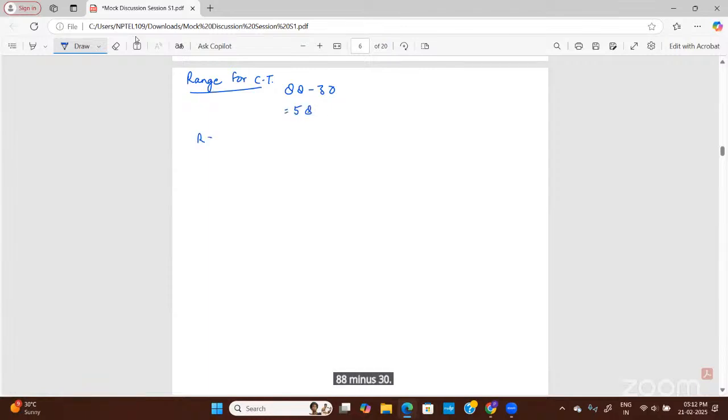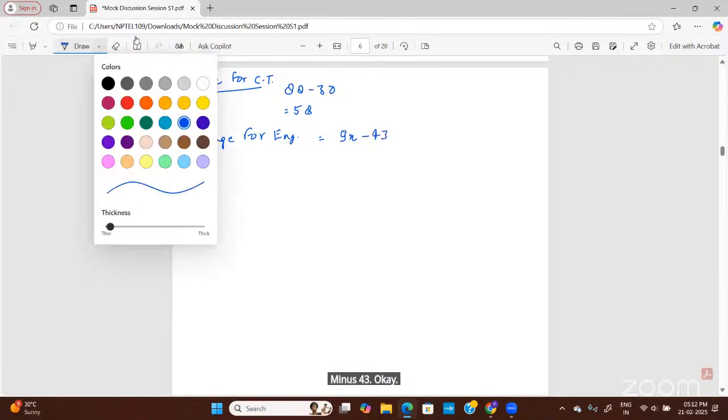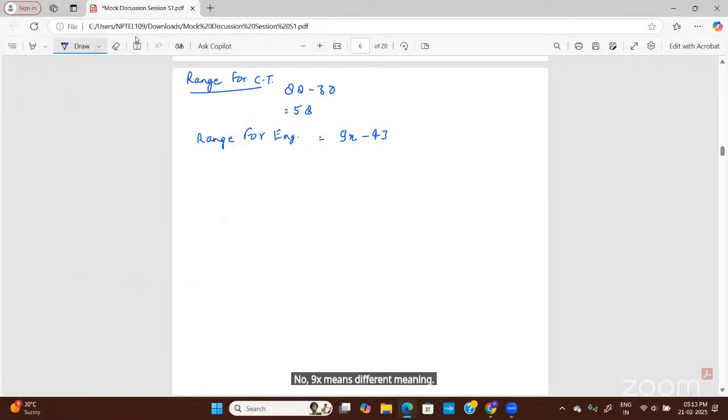And if you find the range for English, it will be 9x minus 43. Again, madam, 90 plus x, right? 90 plus x minus 43. Yeah, you can take both. No, 9x means a different meaning. Yeah, that's what I was saying, that 9x, 90 is not plus x. It is 90 plus x only.